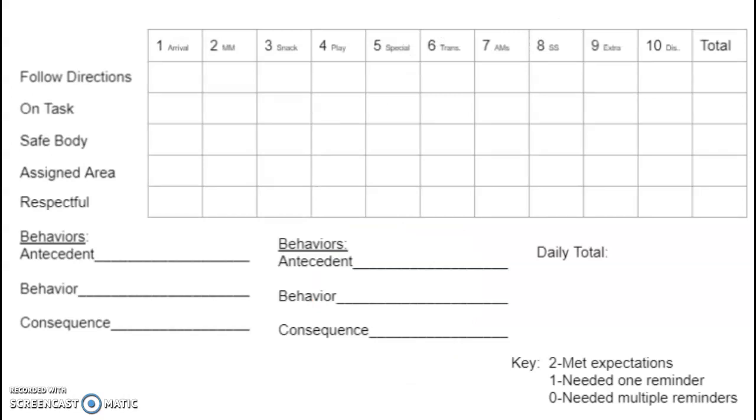This particular student has a goal in place that has her following directions: staying on task, a safe body, that means no self-injurious behaviors, remaining in her assigned area, not eloping, and using respectful words in the classroom. I have each portion of our day broken down into these 10 slots here, and I do this every day that we are together in school, and they get accumulated and of course averaged out and placed into her support plan quarterly.